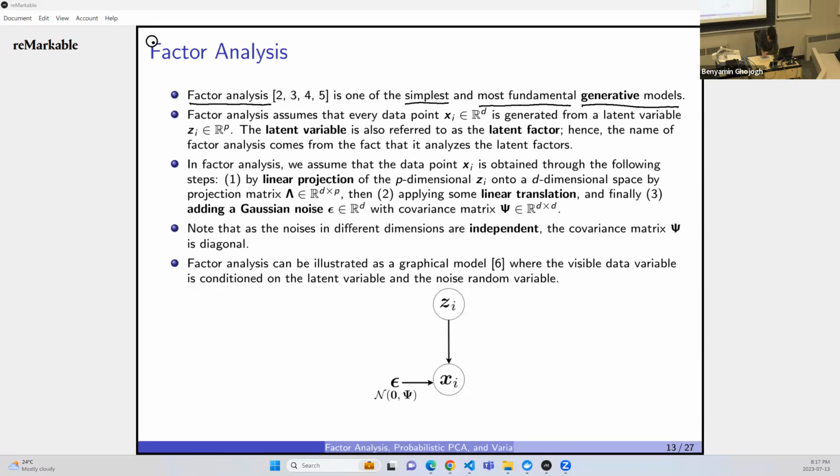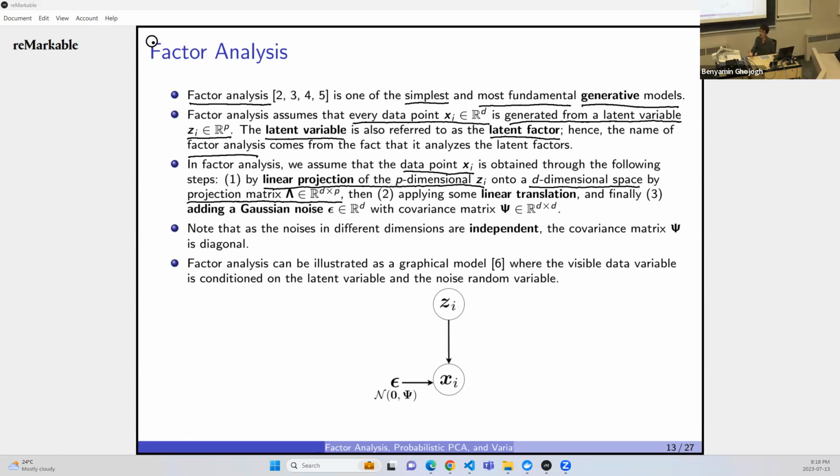Factor analysis assumes that every data point xi is generated from a latent variable Zi. The latent variable is also referred to as the latent factor, hence the name factor analysis. Why do we call it factor analysis? Because of the latent factor. In factor analysis, we assume that the data point xi is obtained through the following steps. First, a linear projection of the p-dimensional Zi onto a d-dimensional space by the projection matrix lambda. And lambda is d by p.